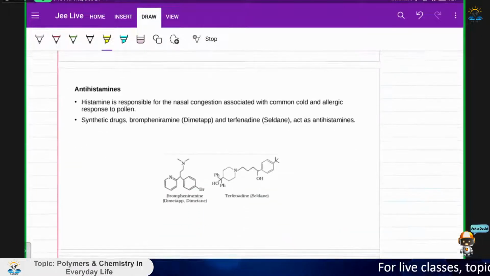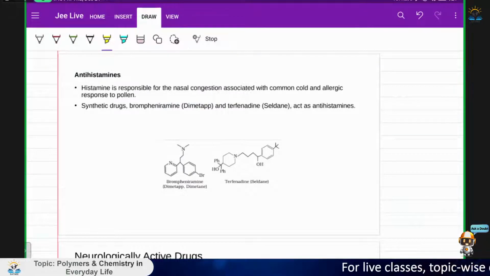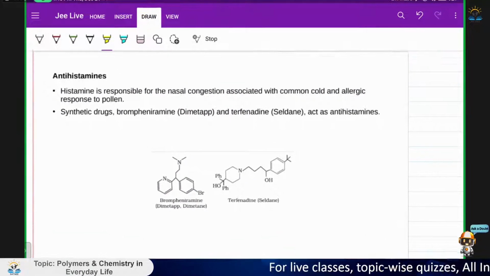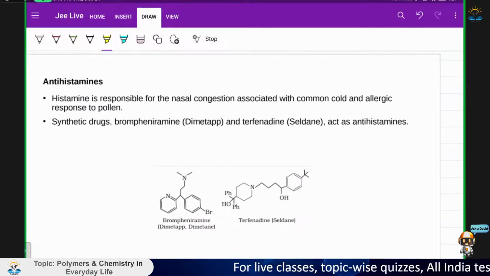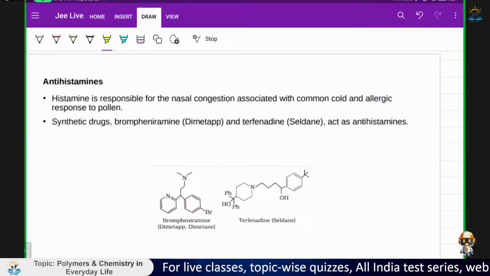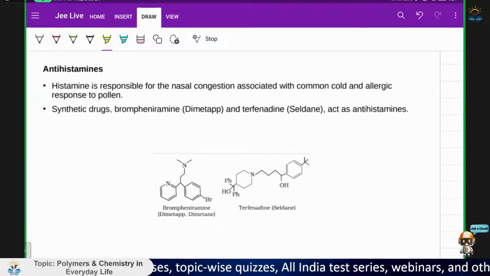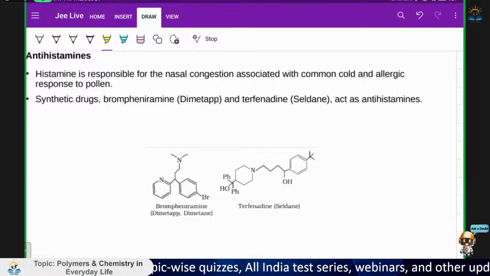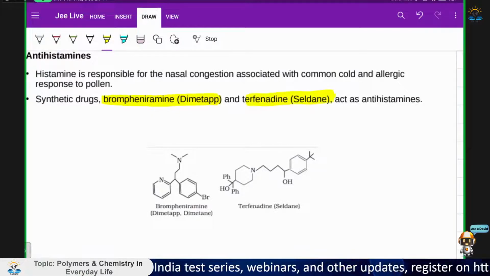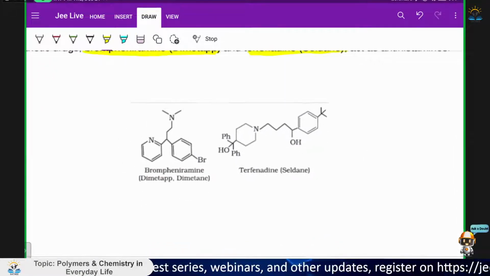Now, antihistamines. Histamine is responsible for nasal congestion associated with the common cold and allergic response to pollen. Or we can simply say inflammation is mediated by histamines or allergic responses. So we give synthetic drugs called antihistamines. Examples of antihistamines are brompheniramine, also known as Dimetapp or Dimetane, and terfenadine, Seldane. The structures are given here.